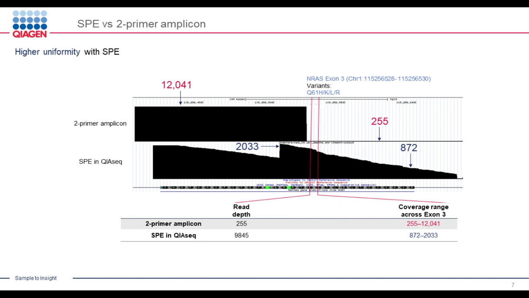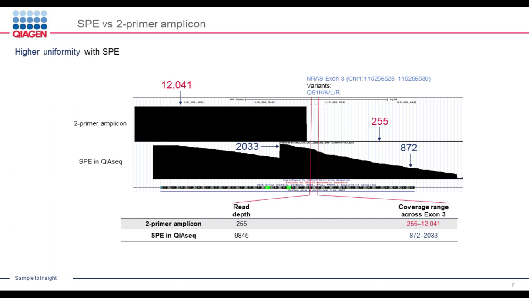So again, what this allows us to do is to achieve a higher degree of uniformity across the regions that we want to enrich, and this could now drop the price per sample because you don't have to account for the lowly covered regions that you see, let's say, in a 2-primer amplicon approach.